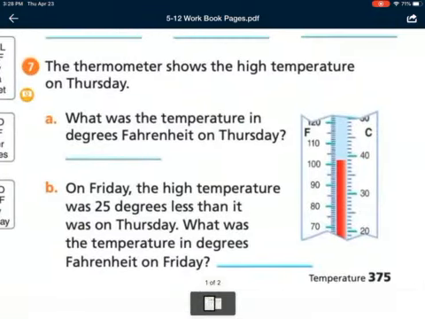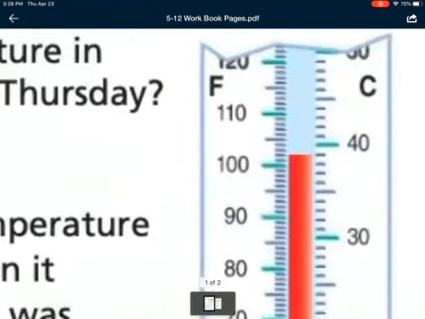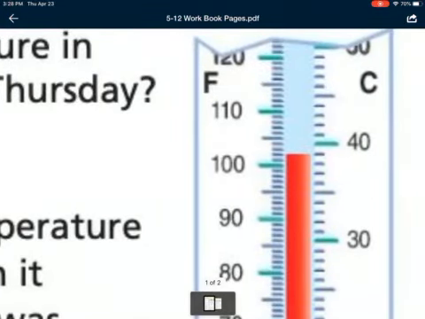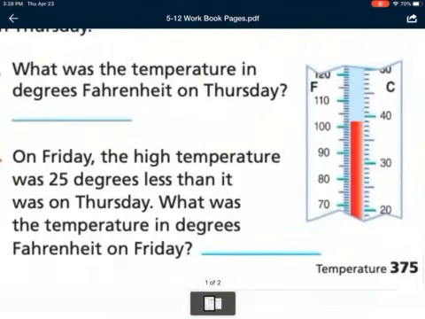Now, this is one of the questions that, if you want to practice this, you can, but just watch this and pay attention to this. It's a word problem, a two-part. What was the temperature in degrees Fahrenheit on Thursday? On Thursday, it went over 100. So it was 100, 101, 102. Okay, so 102 degrees Fahrenheit.